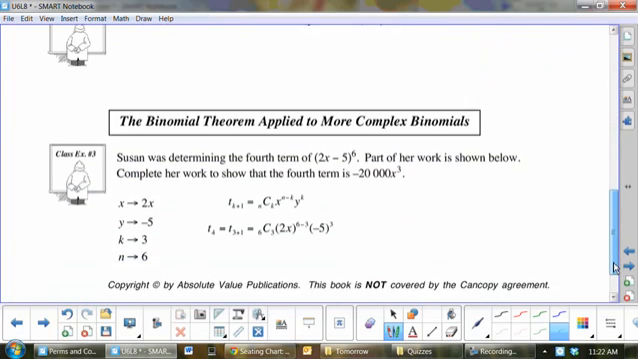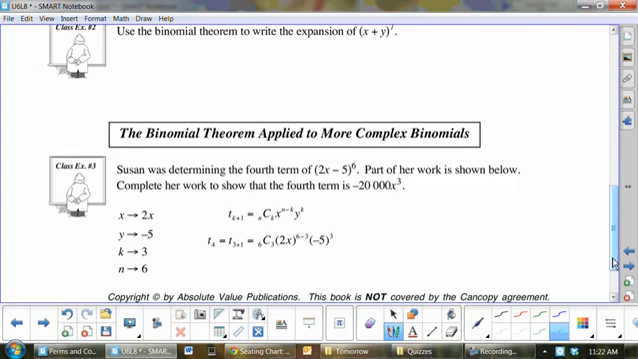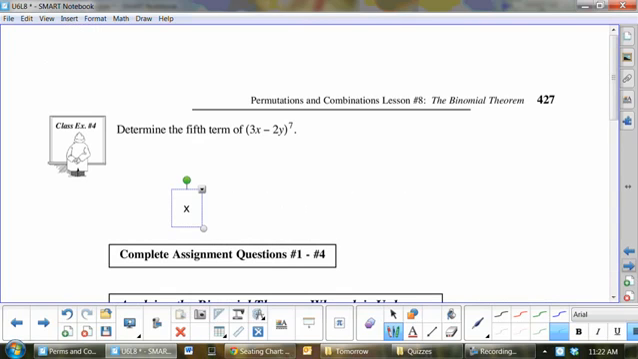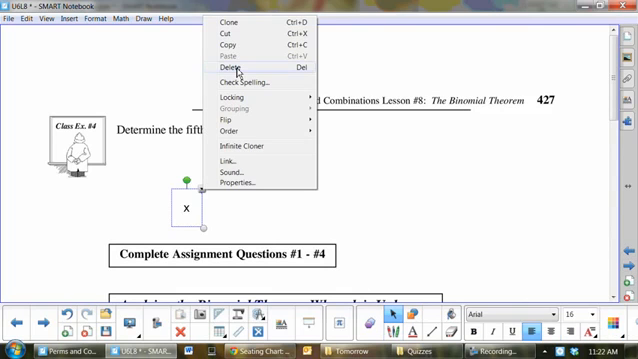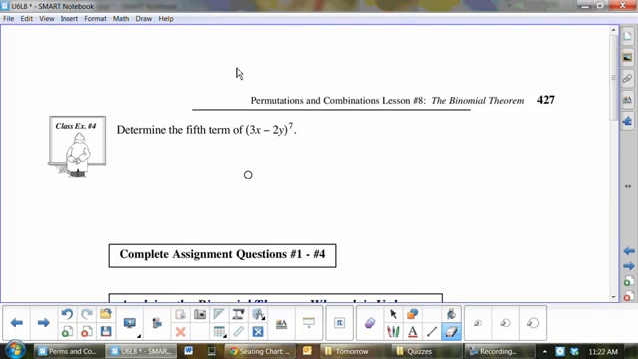Now we're going to go all the way down to example 3. Actually, let's go to example 4. Now, this is how I would find the fifth term of (3x minus 2y) to the 7th. So, again, yes, you could do it. You could just go through and do it, right? But I think that most of you will prefer this way over that for many reasons.